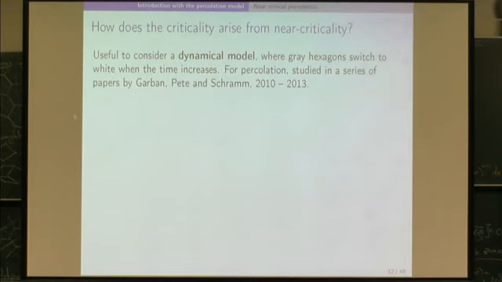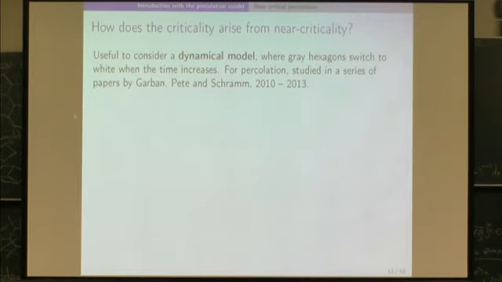Okay, so another question. I defined what near criticality is, but you see that to introduce it, I in fact introduced a dynamical model. And it's useful to consider a dynamical model because it will explain how criticality arises from near criticality. So you start, for example, with the critical system and you switch the gray hexagons to white when the time increases.